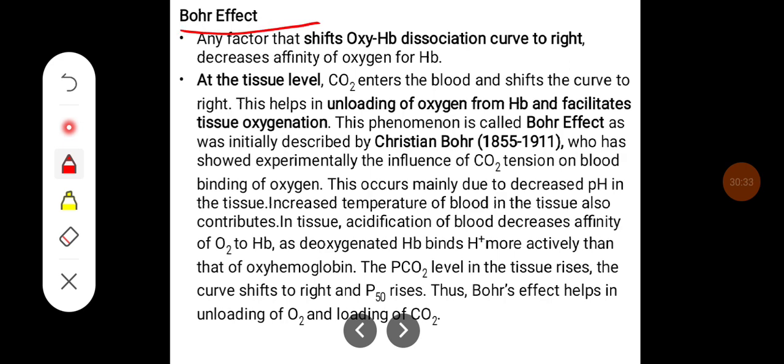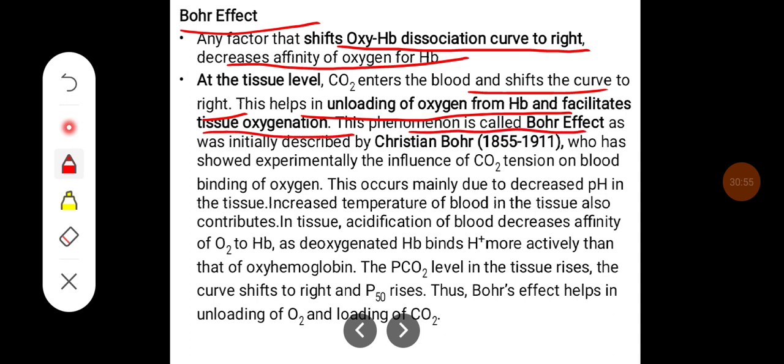Bohr's effect. Any factor that shifts the oxygen hemoglobin dissociation curve to the right is going to decrease the affinity of oxygen for hemoglobin. At tissue level, carbon dioxide enters the blood and shifts the curve to the right. So this helps in unloading of oxygen from hemoglobin and facilitates tissue oxygenation. This phenomenon is called Bohr's effect, as it was initially described by Christian Bohr, who showed experimentally the influence of carbon dioxide tension on blood binding of oxygen.